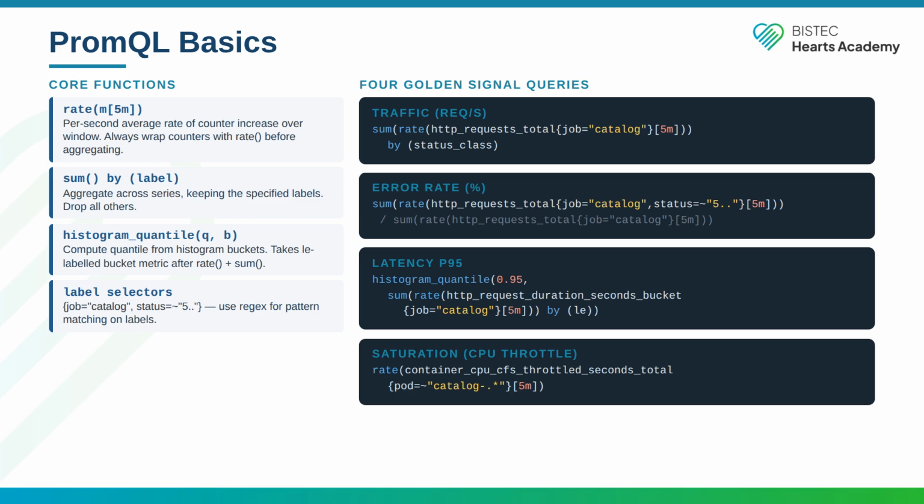The 4 example queries shown here are the golden signal queries. Traffic as requests per second grouped by status class. Error rate as 5xx divided by total, latency P95 using histogram_quantile, and CPU saturation using throttled seconds. These 4 expressions are the foundation of the dashboards built in the next section.